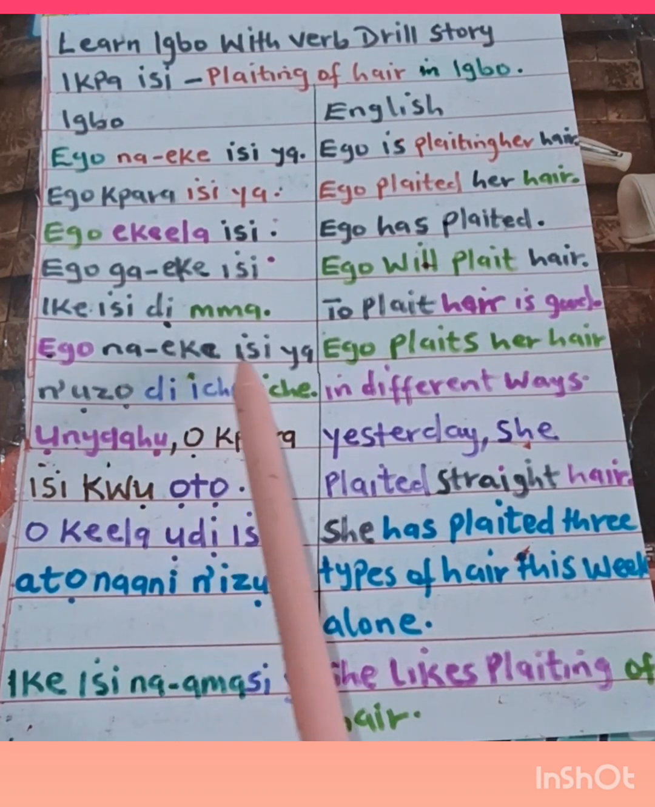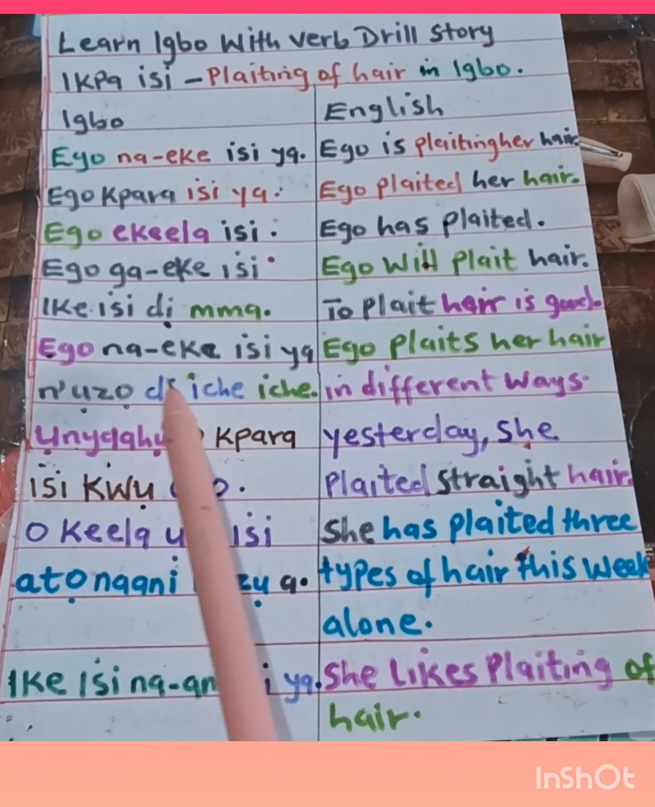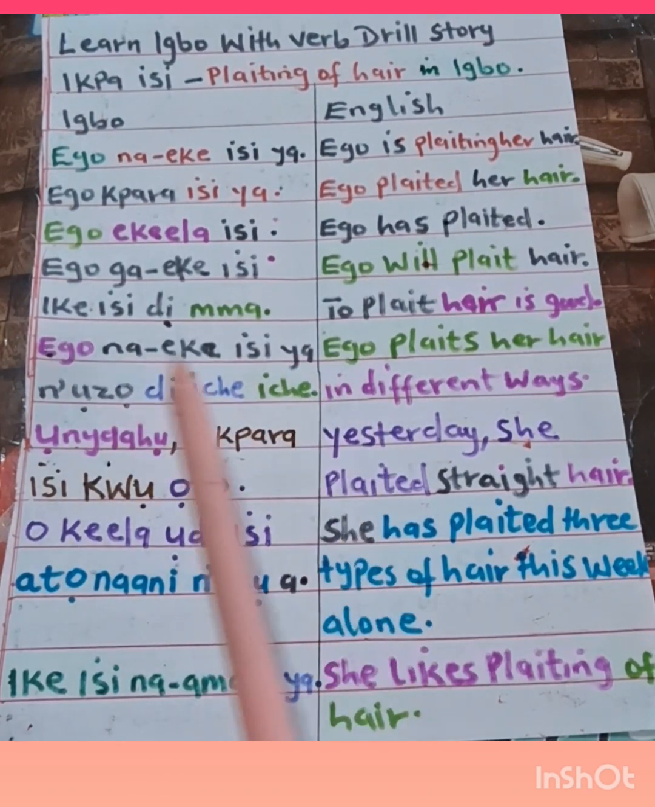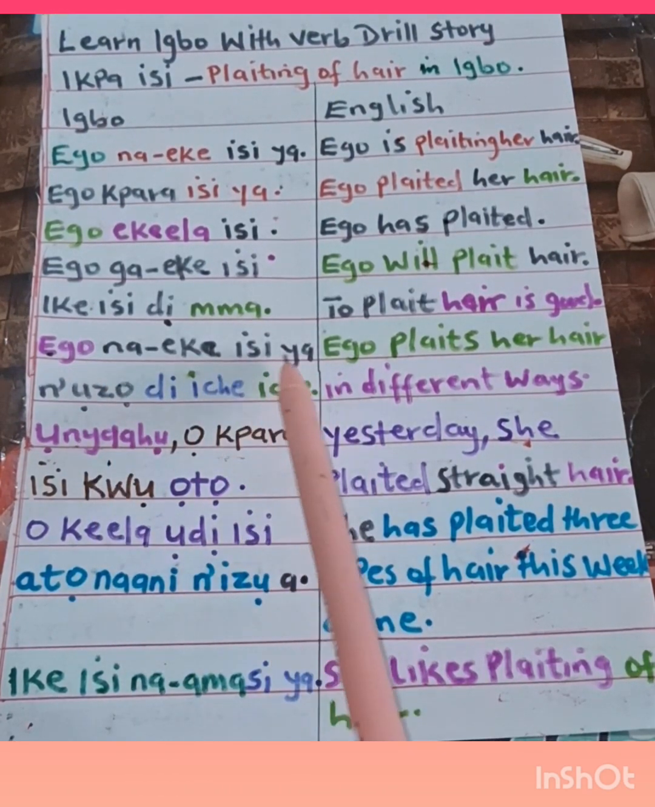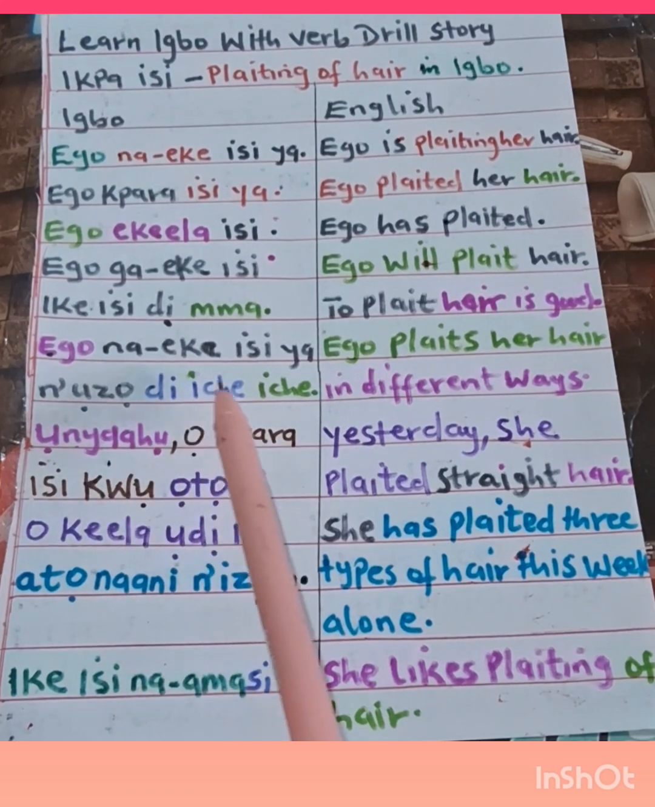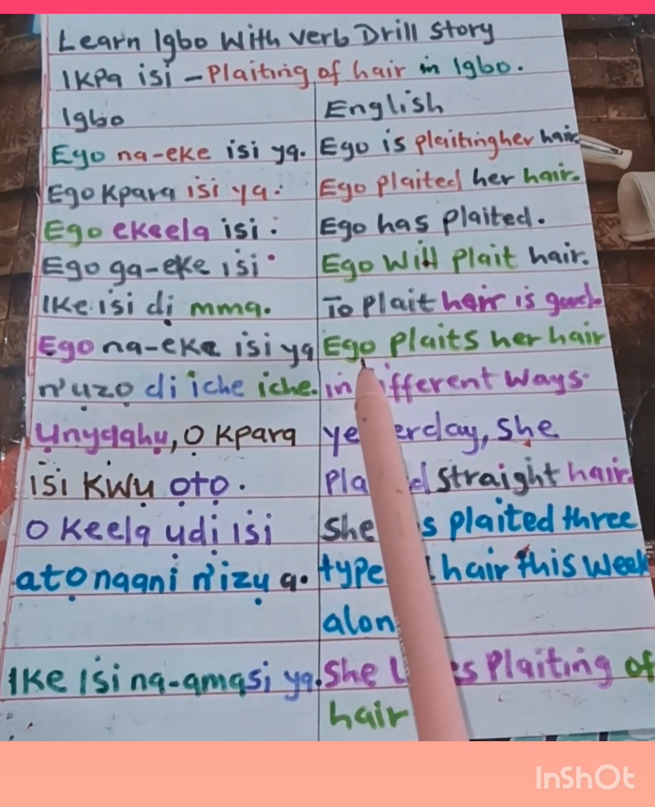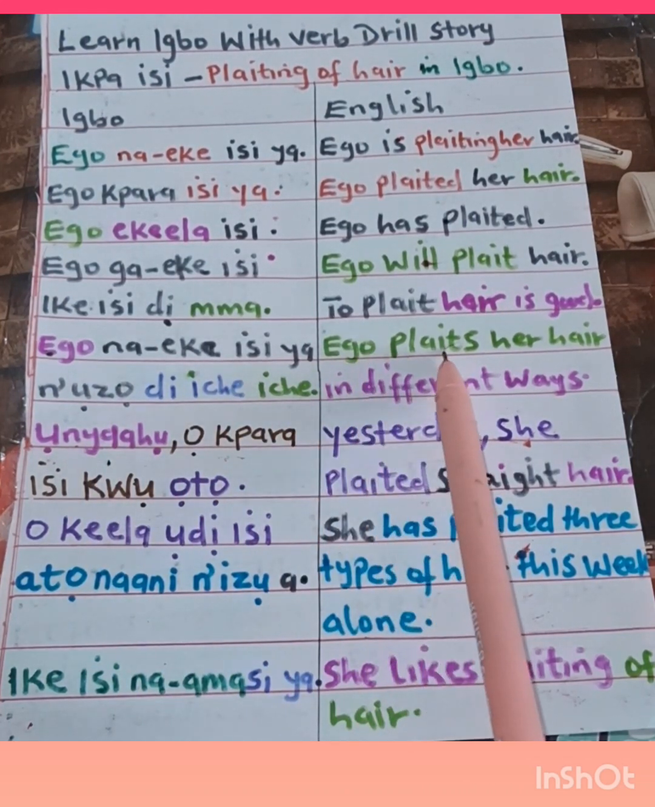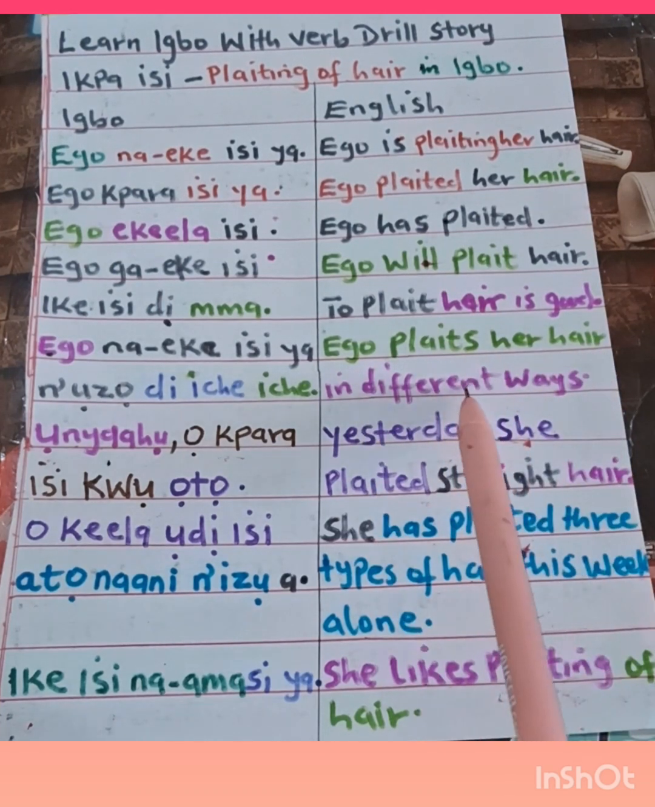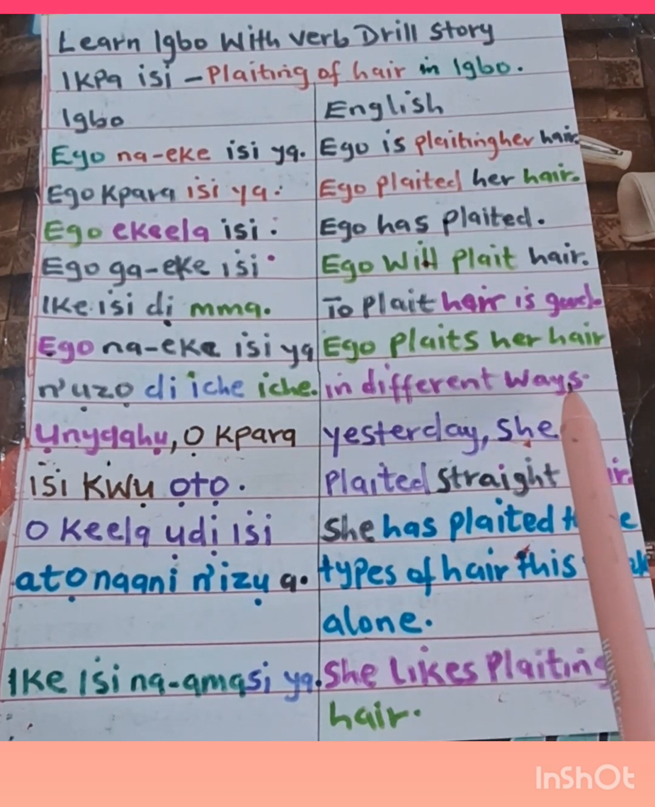Ego na eke isi ya n'ụzọ dị iche iche. It means Ego plaits her hair in different ways in English.